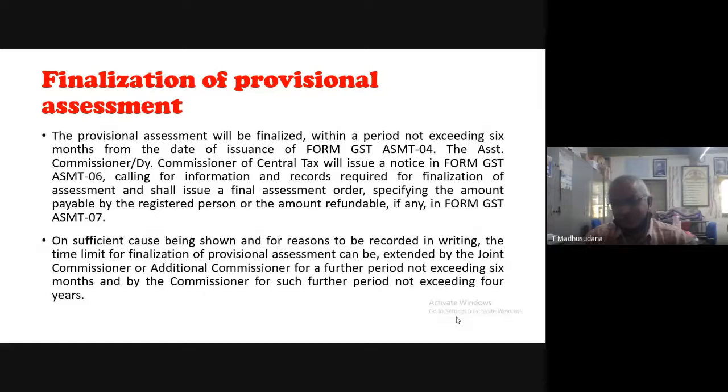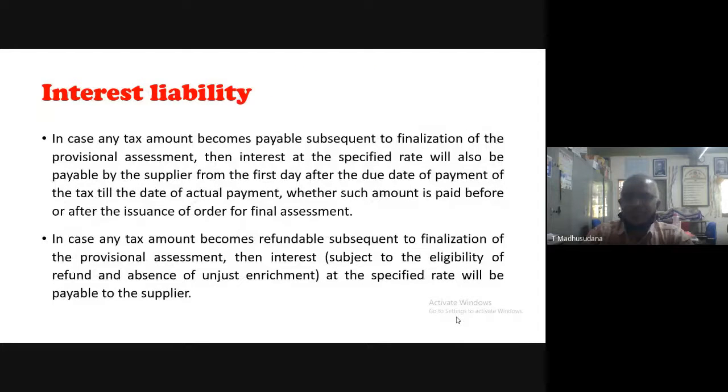But the reason why the period has been exceeded is to be recorded in writing. Unless they record the reason in writing, they cannot extend the time. Next, interest liability. How much tax, how much interest is to be paid by the supplier to the government, or the government to the supplier in case of refund.